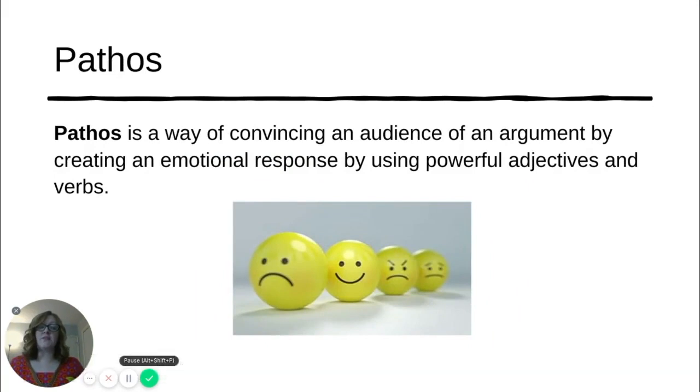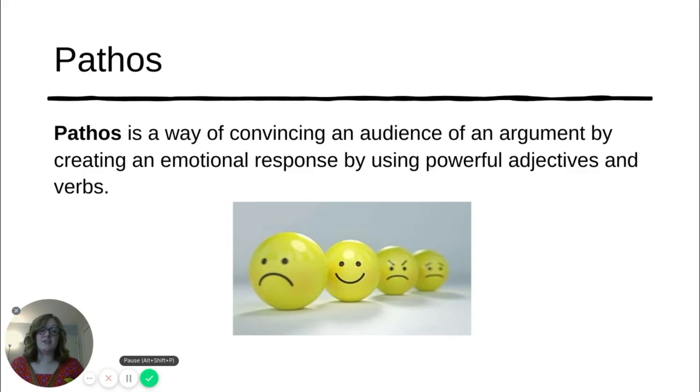Pathos is a way of convincing an audience of an argument by creating an emotional response using powerful adjectives and powerful verbs. Pathos is important to argumentative writing. When it's used properly, it can make a boring argument come alive for an audience. Advertisers often try to appeal to the emotional needs of an audience by showing how their product or service makes them happier, safer, or healthier.